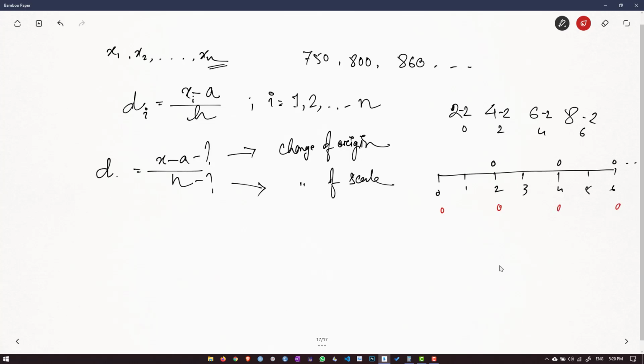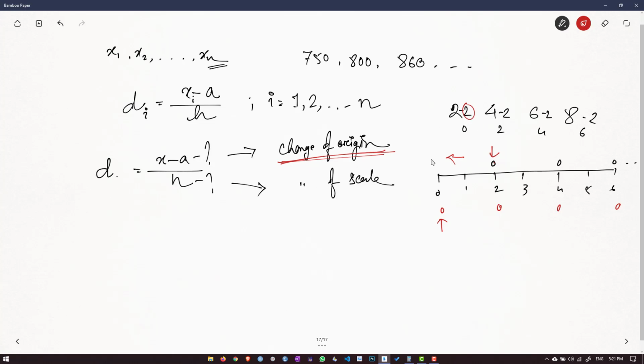The new data set, after reducing everyone by 2, will start from 0 and then 2, then 4 and 6. The origin of the original data, that means the starting point, was here. As soon as we reduce all the data by a constant value 2, the starting point shifted towards the left, right? So we have changed the origin. If you subtract something from all the data, you are actually changing the starting point. Changing the starting point is called change of origin.